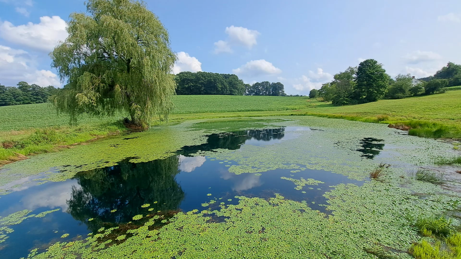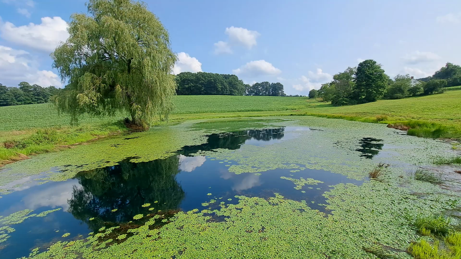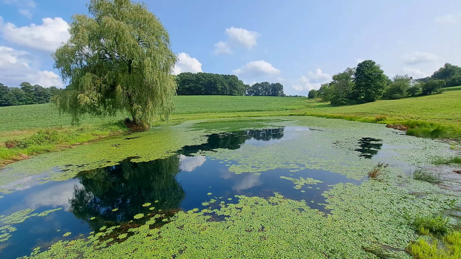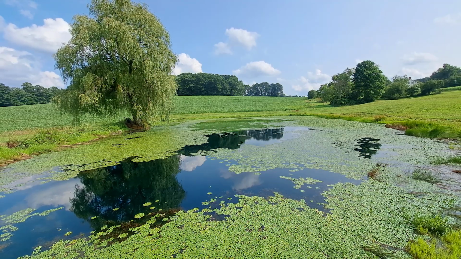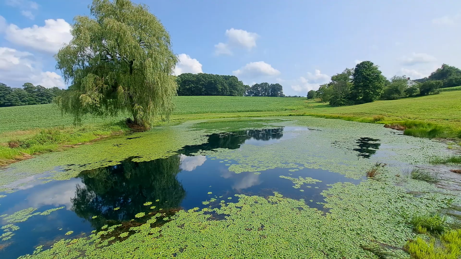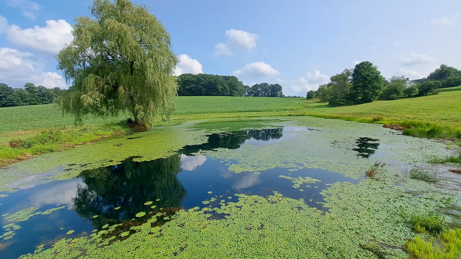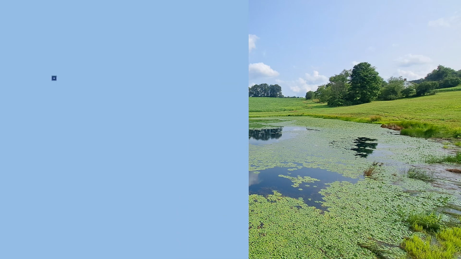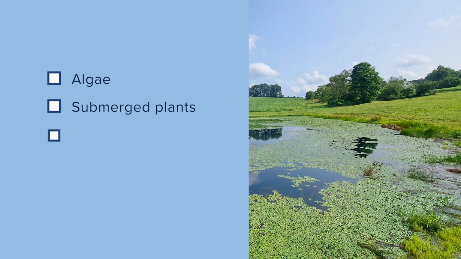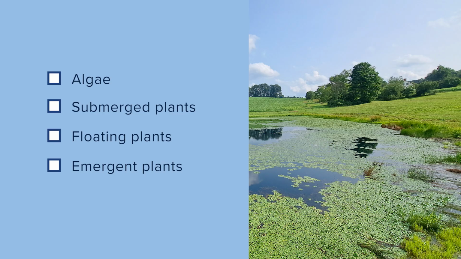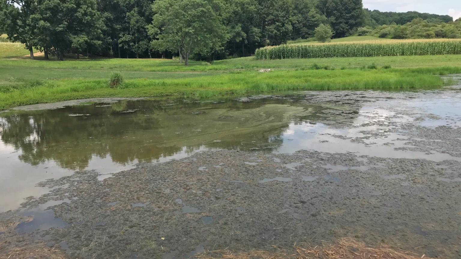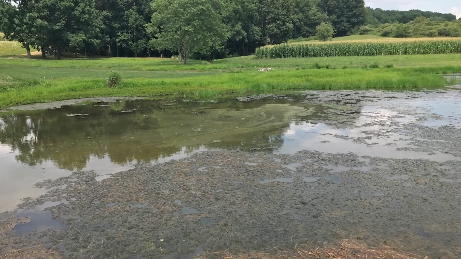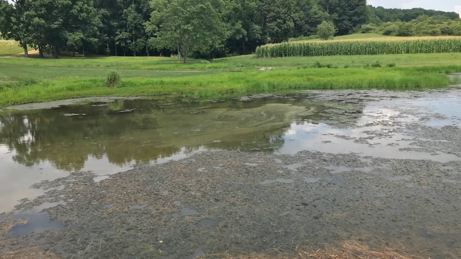Under certain conditions, plants may grow to unmanageable levels, or invasive plants may begin to take over, prompting the pond owner to take action. Successful treatment of nuisance aquatic plants begins with accurate identification. Aquatic plants can be categorized into 4 main groups: algae, submerged plants, floating plants, and emergent plants. Algae are the most common type of aquatic plant and the most common to grow to a nuisance level.